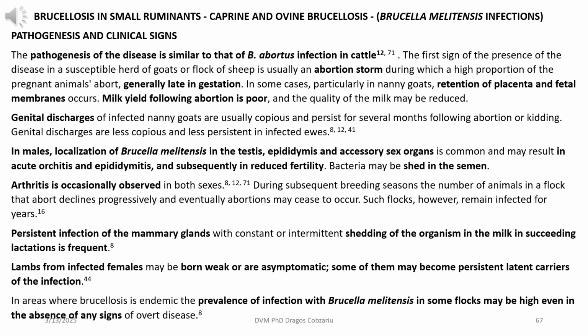During subsequent breeding seasons, the number of animals in a flock that abort declines progressively and eventually abortions may cease to occur. Such flocks, however, remain infected for years. Persistent infection of the mammary glands with constant or intermittent shedding of the organism in the milk in succeeding lactations is frequent. Lambs from infected females may be born weak or are asymptomatic. Some of them may become persistent latent carriers of the infection. In areas where brucellosis is endemic, the prevalence of infection with Brucella melitensis in some flocks may be high even in the absence of any signs of overt disease.